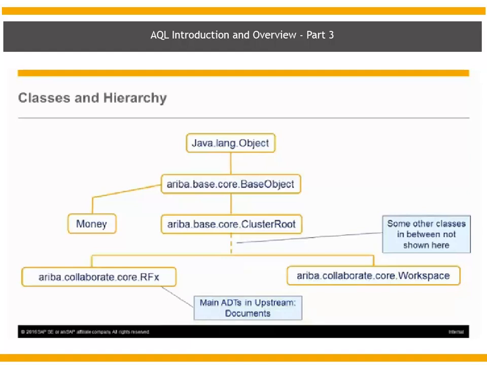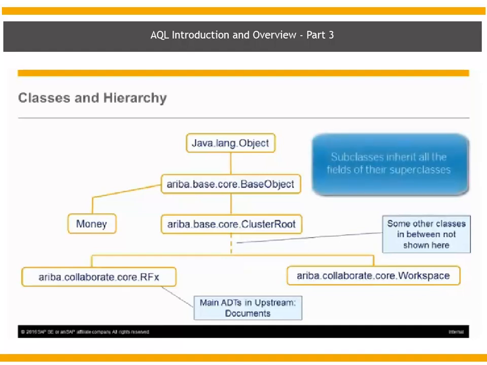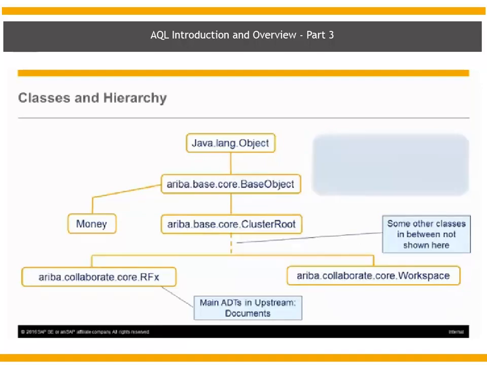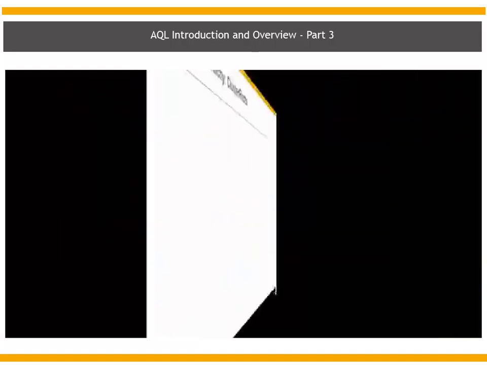What this all means for you is that when writing a query, you need to understand the relationships between these classes to ensure that the query is searching for the data at the correct class level in order to return the results you are looking for. Remember, the subclasses inherit all the fields from the superclasses, but the superclasses do not contain the same data that the subclasses do. Lastly, we need to make a very important distinction between base objects and cluster roots.